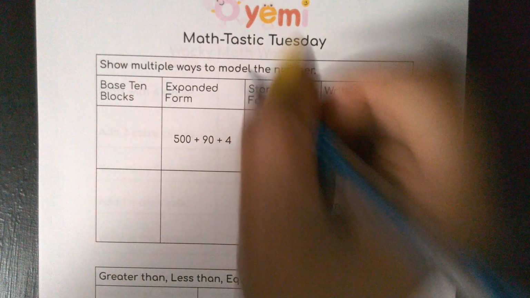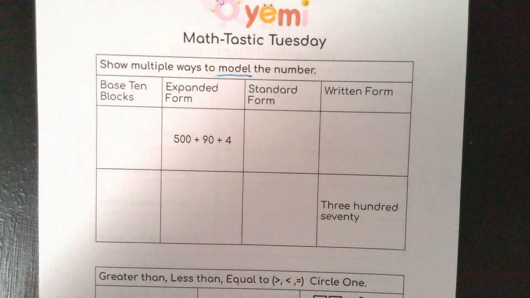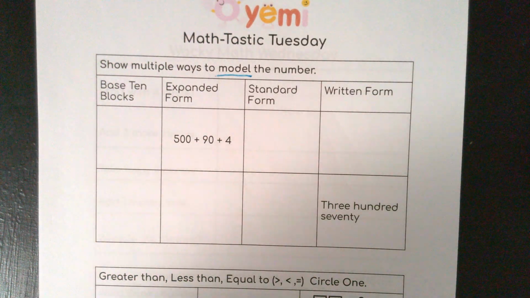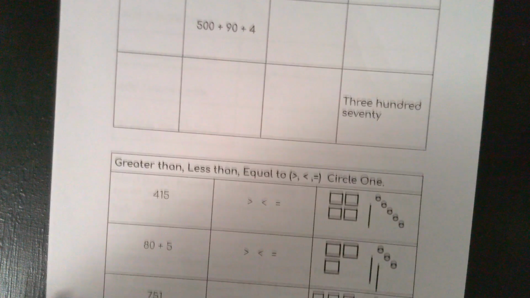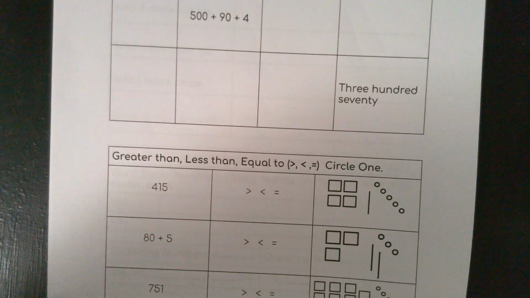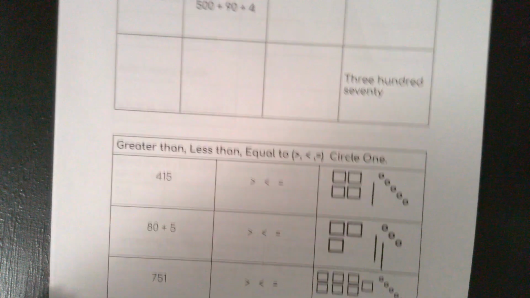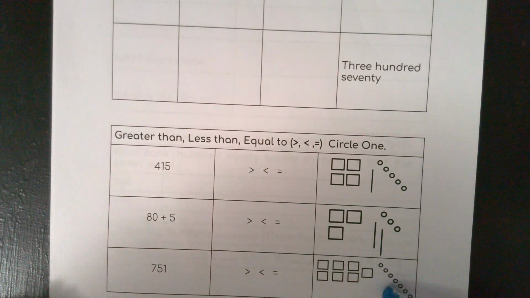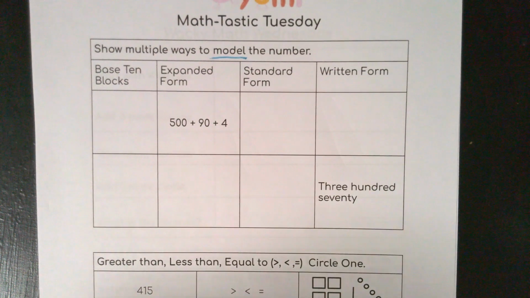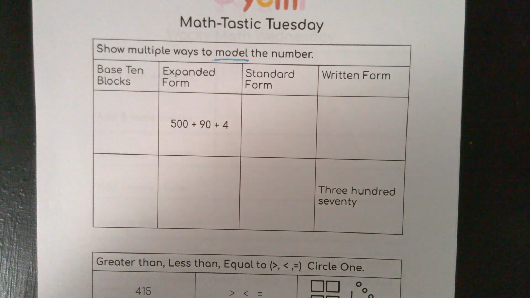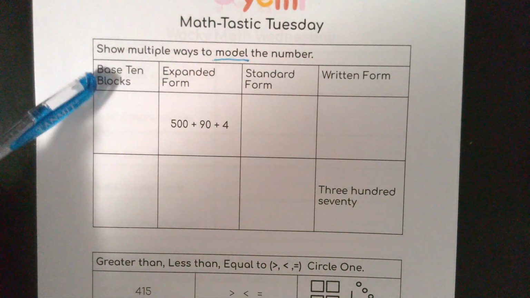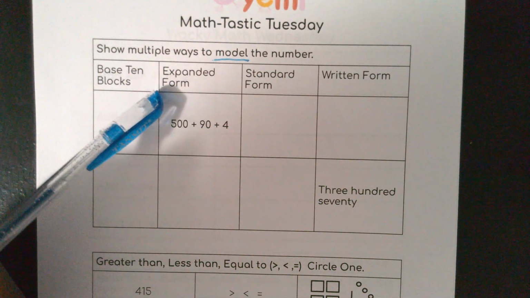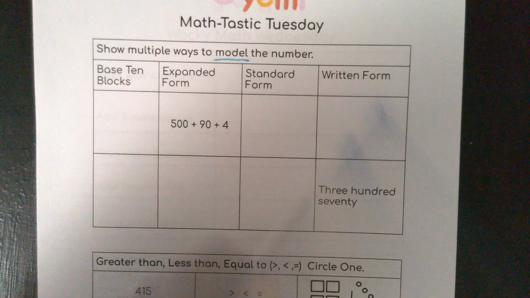We are going to model numbers in multiple ways. And down here, we are going to show if a number is greater than or less than the base 10 block drawing. So we're going to do a lot of manipulation with numbers today. Let's start up here at the top. We're going to show numbers as base 10 blocks, expanded form, standard form, and written form.